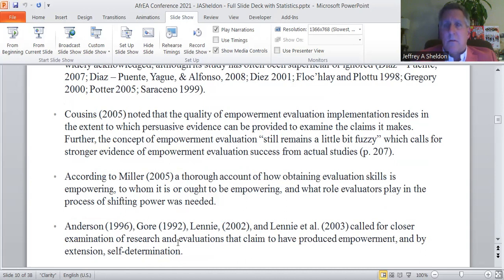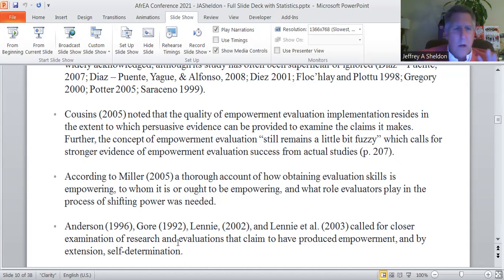Okay, so basically there's no evidence. The people who conduct empowerment evaluations say that the people involved are becoming empowered and self-determined. Well, there's no evidence to support that claim. Okay, and it's this idea of empowerment evaluation. It's just a little bit fuzzy.